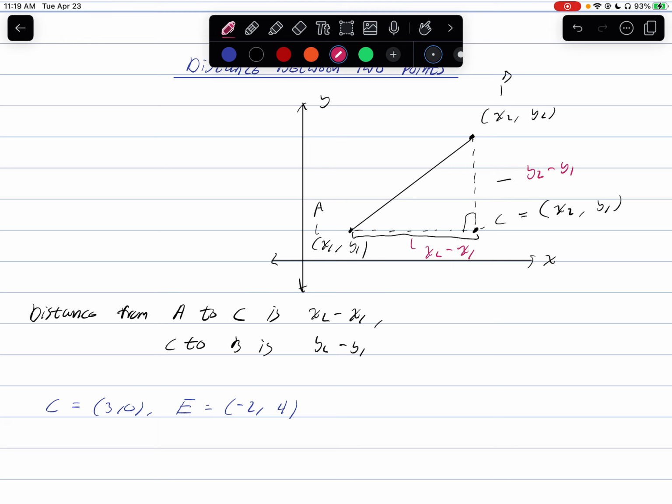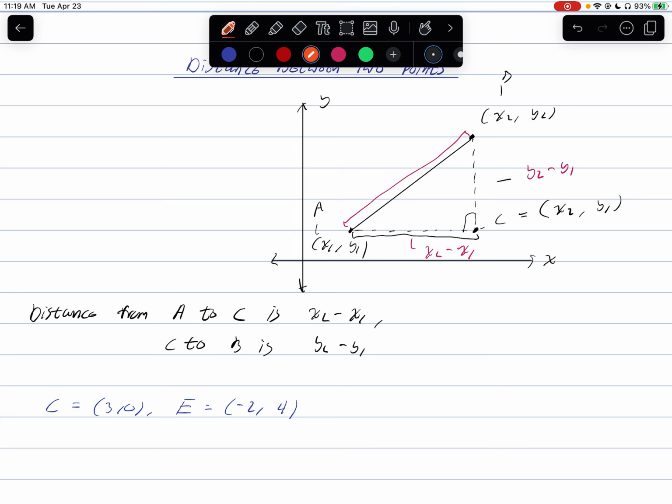Okay, so if you remember back to high school math, if you want to find the length of this side here, which incidentally is our distance from point A to point B, we know that the length of B to C squared added to the length of A to C squared is going to give us the length of A to B squared.